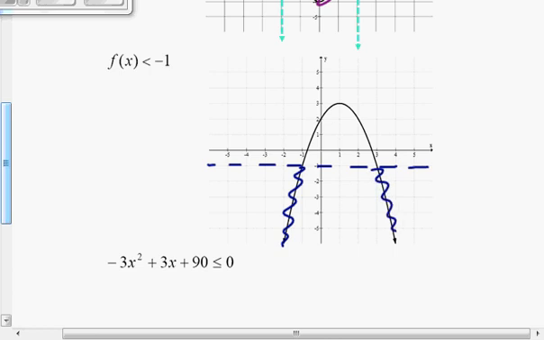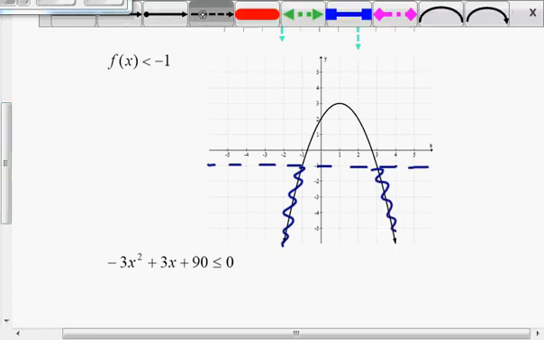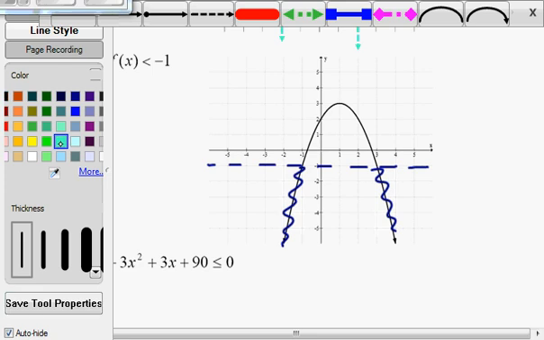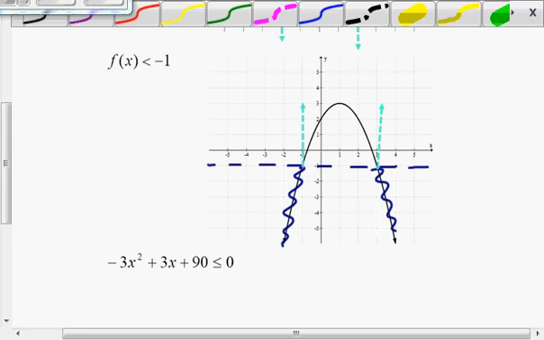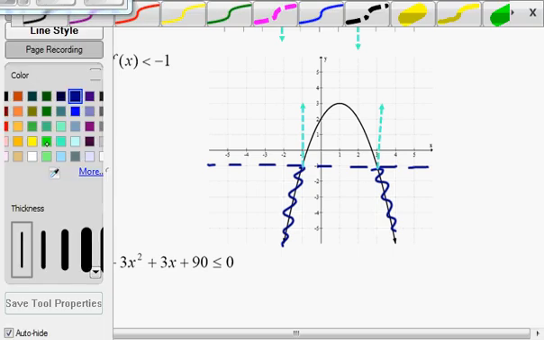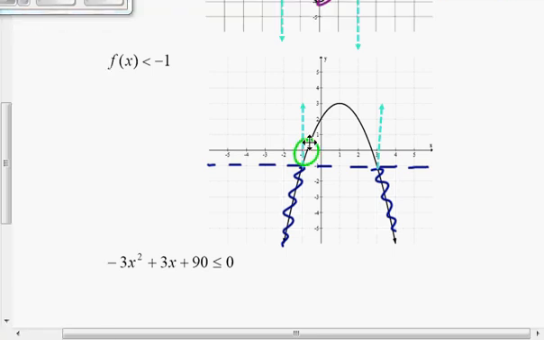And again, we need to see what our x values are. And you can always just draw a line from this intersection to the x-axis. And we see that what we have is -1 and 3. So we're going to write those down with our x in between.